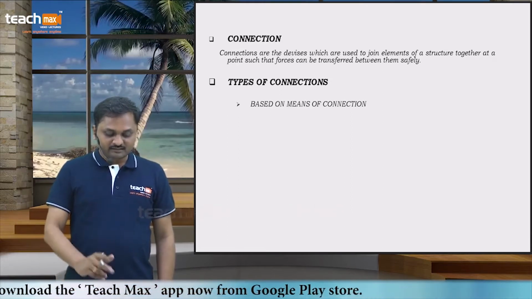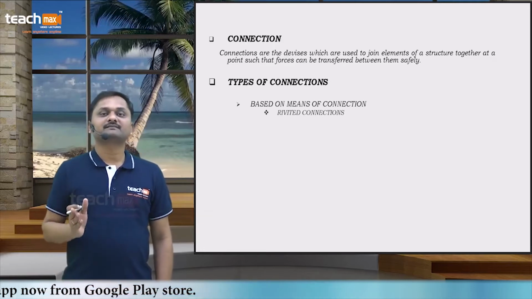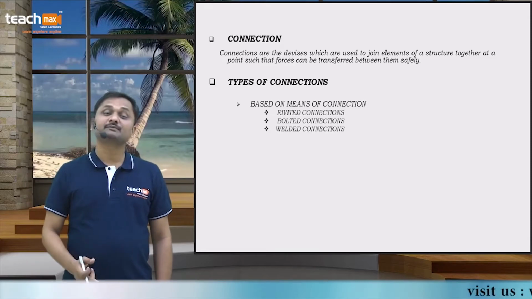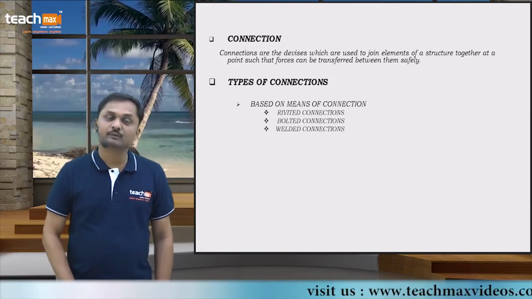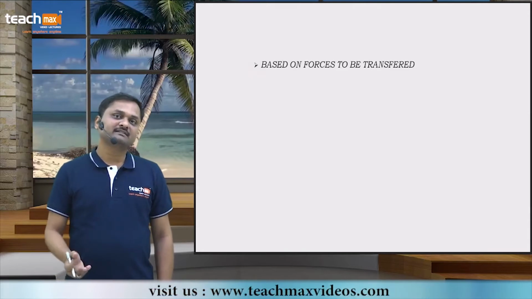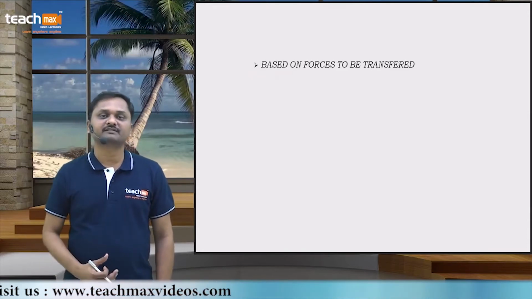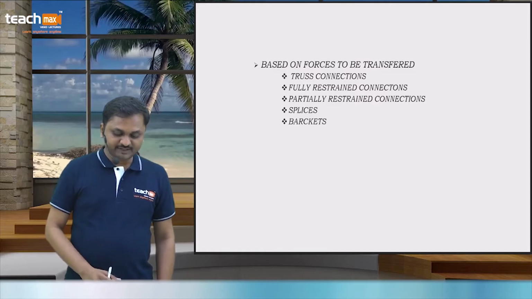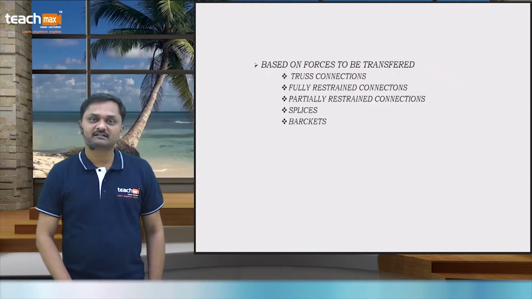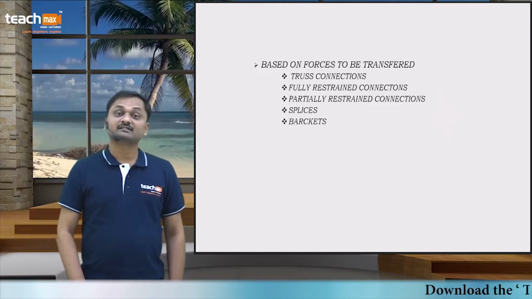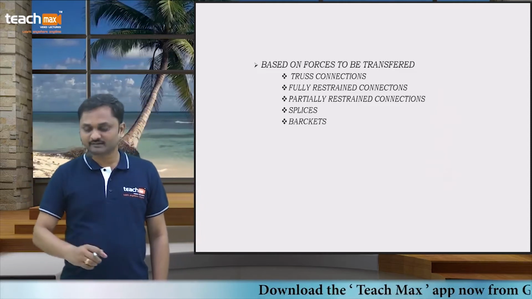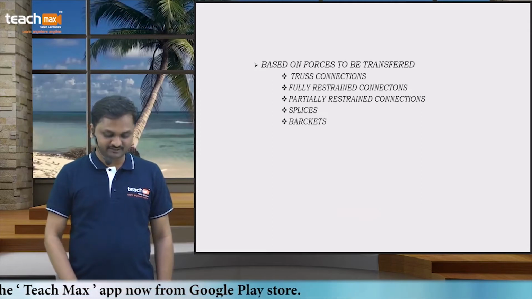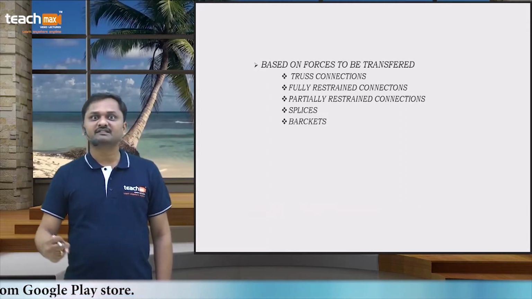We can classify the connections based on the means of connection which is used, that is riveted connections, bolted connections and welded connections. Also we can classify the connections based on the force transfer or load acting over it. So based on the force to be transferred, we can classify the connections in these different categories: truss connections, meaning concentric connections; then fully restrained connections, meaning fixed or rigid connections; partially restrained, meaning semi rigid connections.